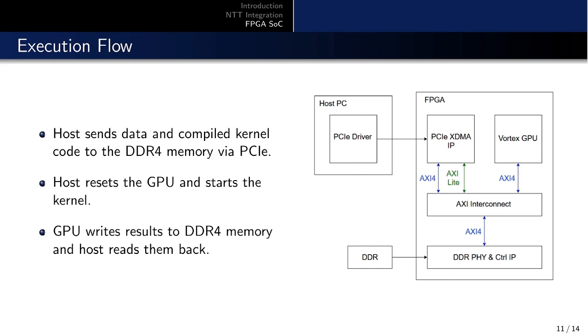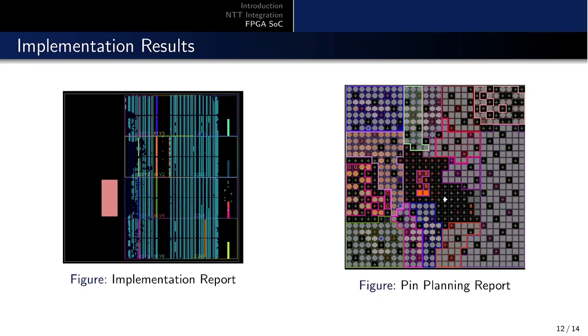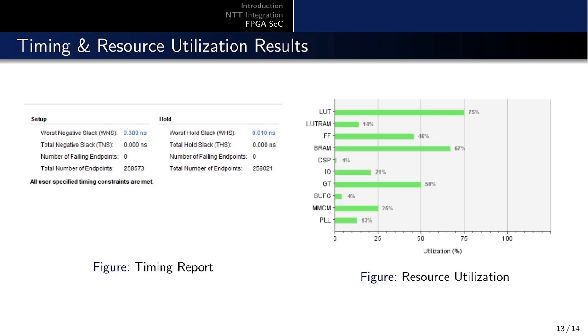We can see here the AXI interconnect is just responsible for handling the multiple masters and slaves in the system on chip. We have generated the bitstream for a single core and a small number of threads. We can see here the implementation report and the pin planning report. Also, the timing report with positive slacks, and finally, the resource utilization.